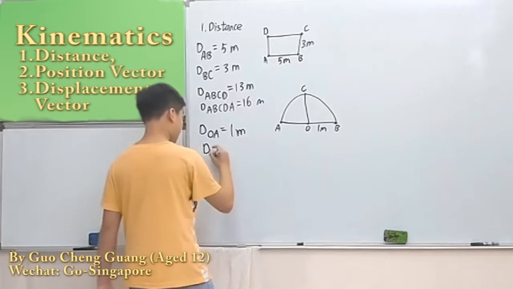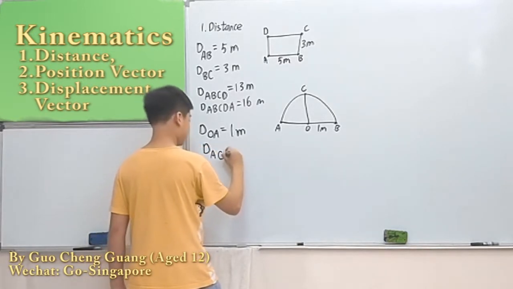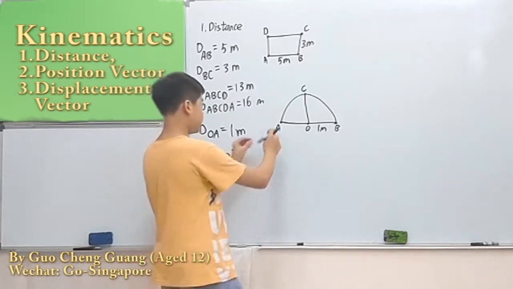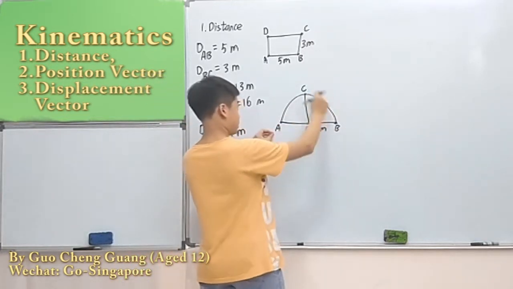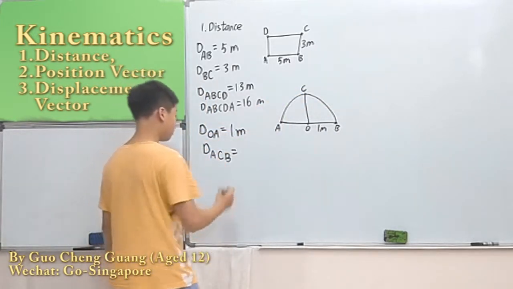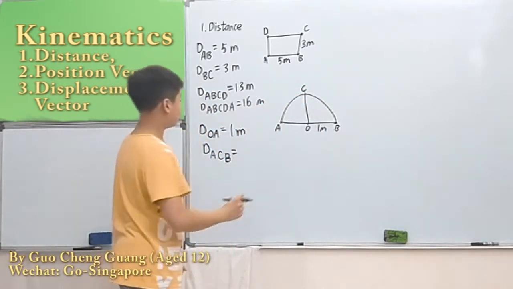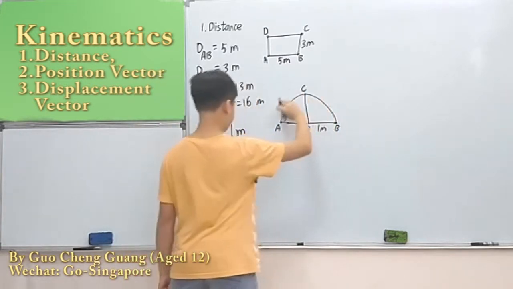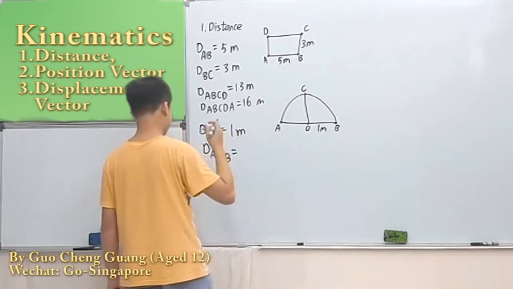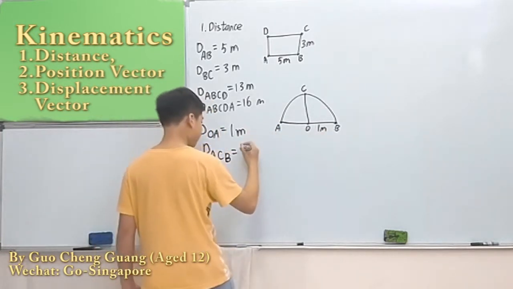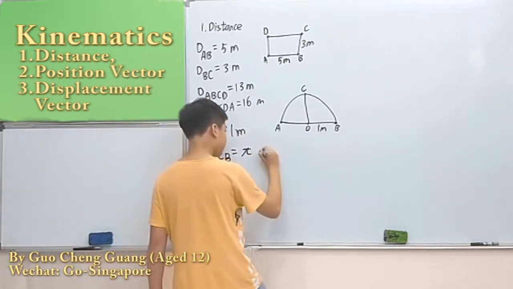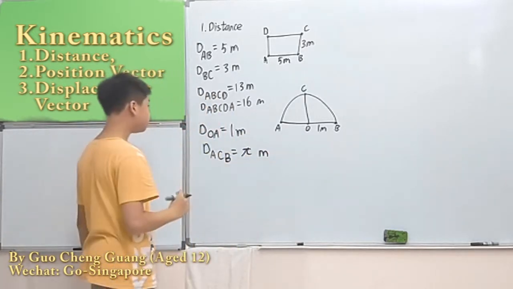Or they might ask for ACB. That means ACB goes around the outside of this semicircle. For this distance, it is 2 pi r divided by 2, which is just pi r. And this r is only 1, so this is just pi. But beware, it is still in meters.